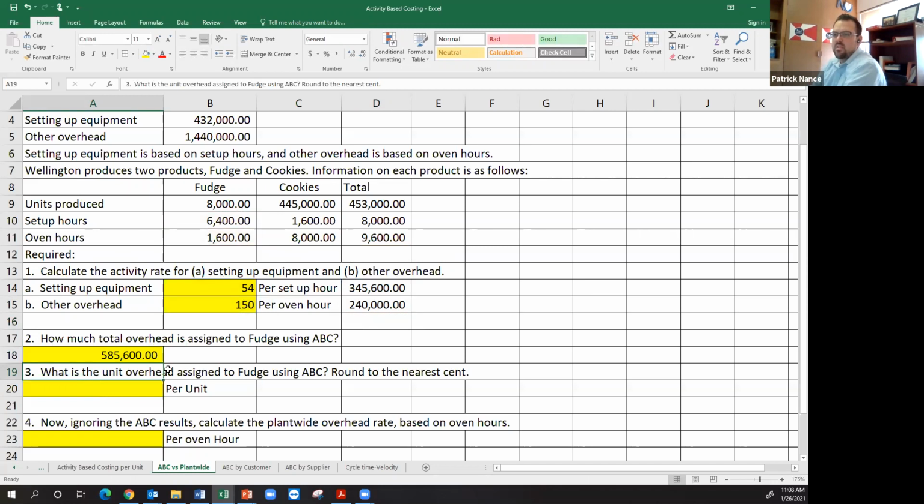Then it asks, what is the unit overhead assigned to fudge using ABC? So now I can take this total amount of overhead allocated and divide by the total number of units. In this case, fudge, we produced 8,000 units. So I'm going to take the 585,600 divided by the 8,000 units to get $73.20 per unit. It's rounded to the nearest cent.